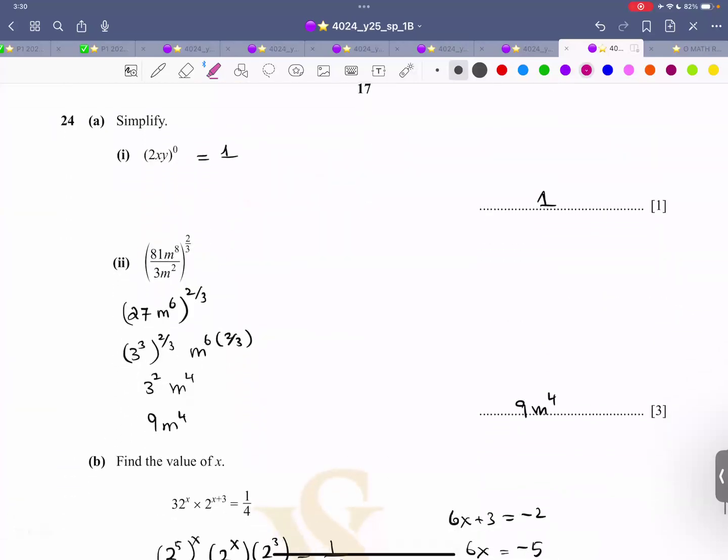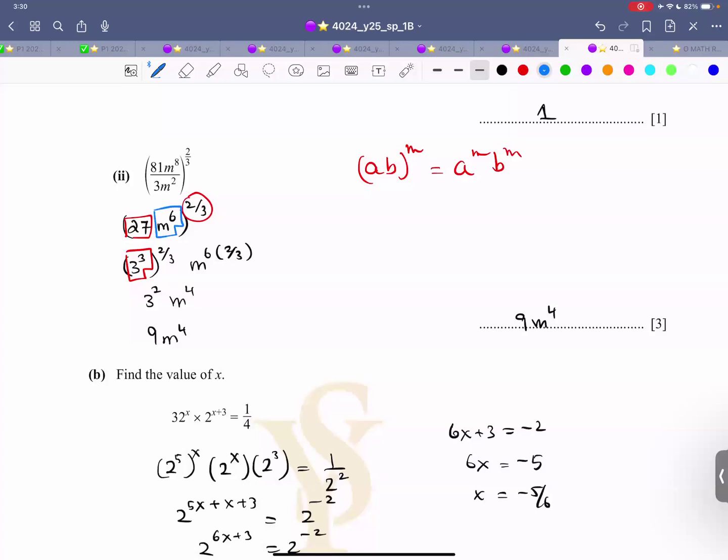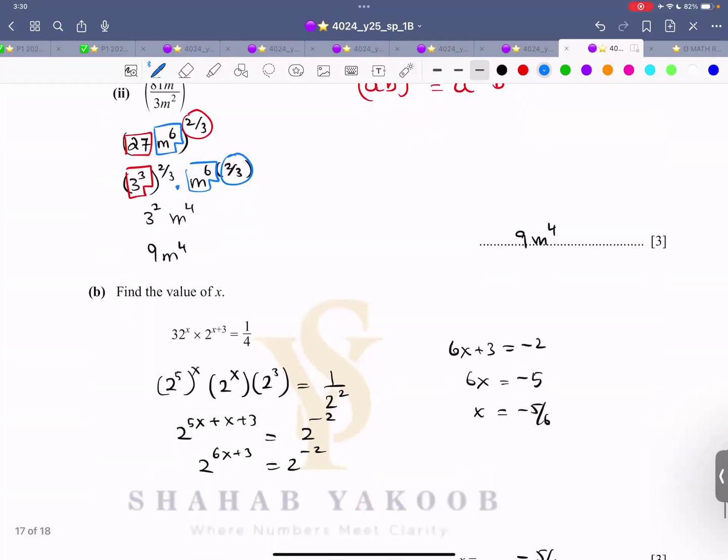And then question 24, it's about indices. Many things inside a bracket raised to power of 0 is 1. Over here, you need to simplify first. Otherwise, you cannot work it out. 3 and 27, write 27 as 3 cube. And then you apply this knowledge. (ab) raised to power of m, that is a power m, b power m. That is applied over here. So this 27 is 3 cube, and this power is applicable. This m^6 is m^6, and then this power is applicable. That is how we are multiplying it. And then you get this answer.